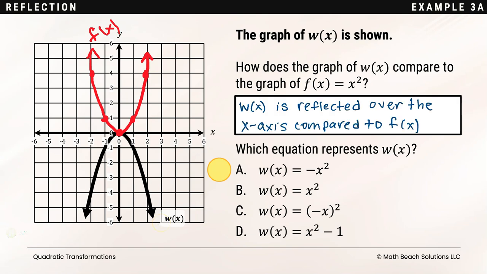We see that the graph of w of x is reflected over the x-axis compared to the graph of f of x. And we want to know which equation represents w of x. X-axis reflections are controlled by negative values multiplied by the entire function. In our case, the negative in front of the x squared, being our entire function, indicates an x-axis reflection.